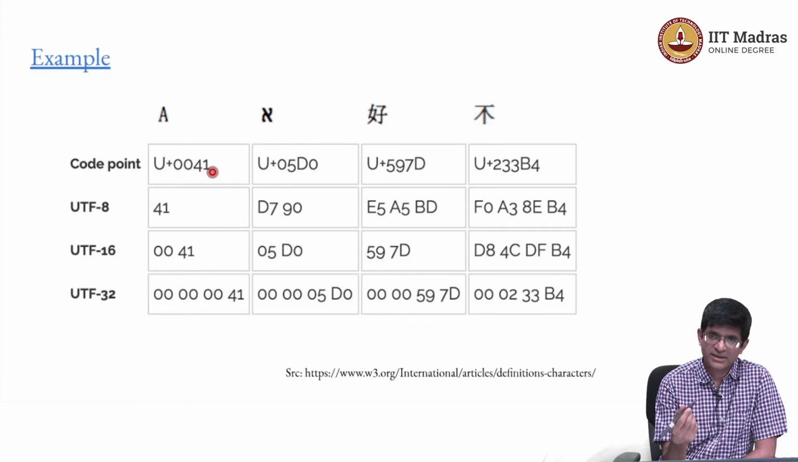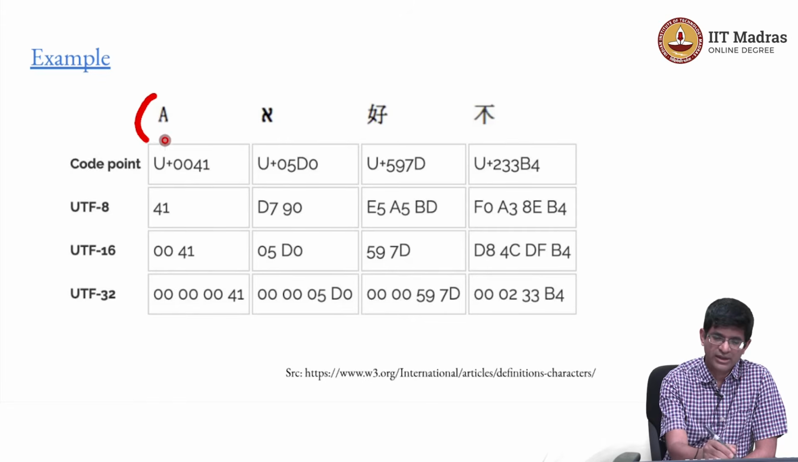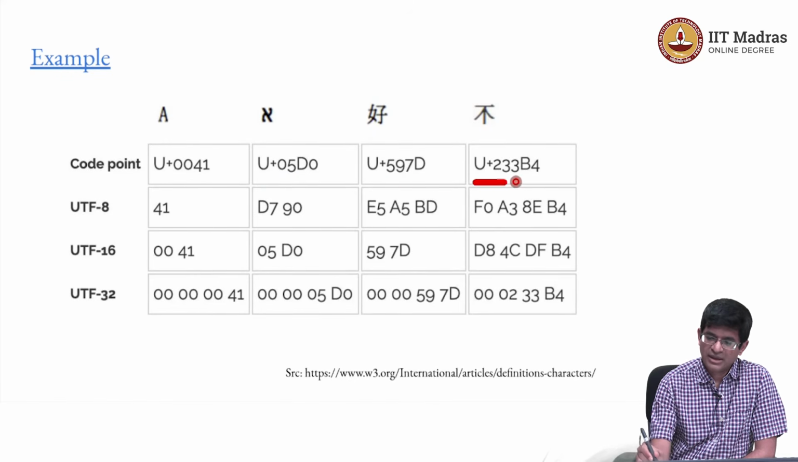It is always the standard code point as far as this particular alphabet is concerned. This is U+05D0, then 597D, and this is 233B4. All of these are hexadecimal values. Now this 233B4 tells you that it can't even fit within 16 bits.